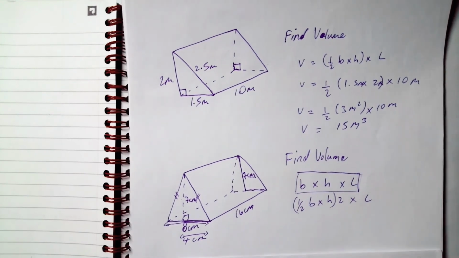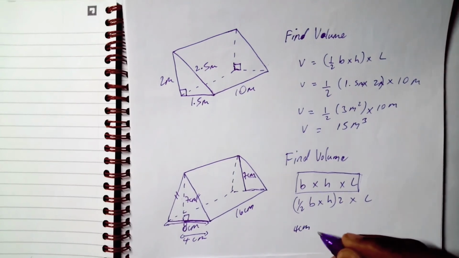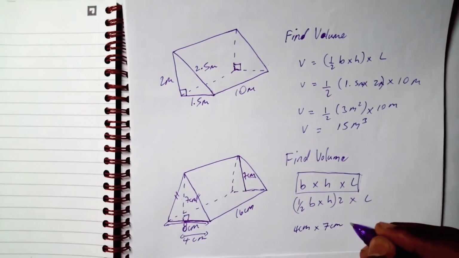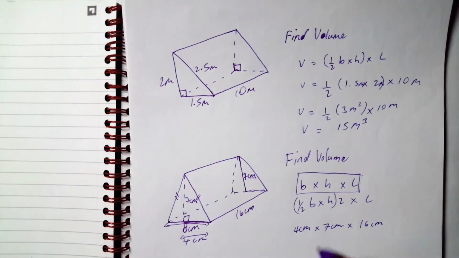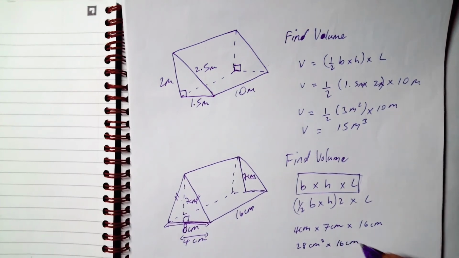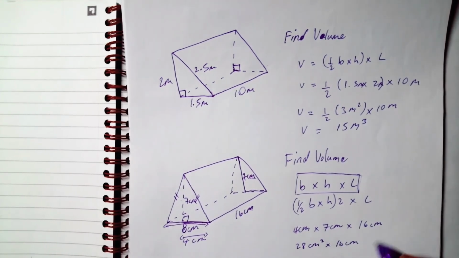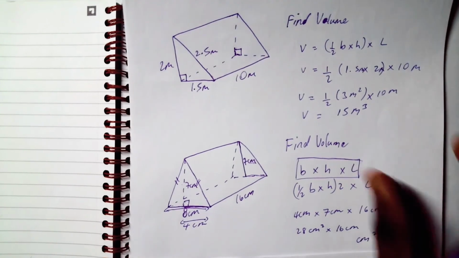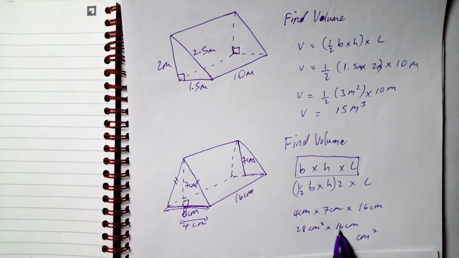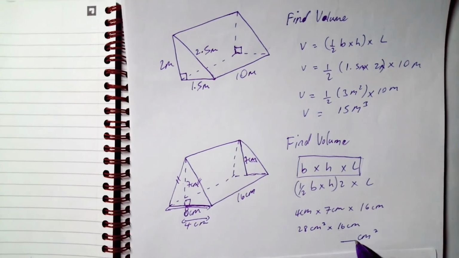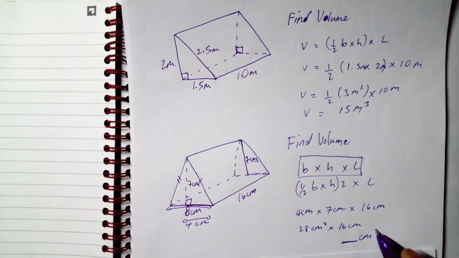So now let's calculate. It's going to be 4 centimeters times 7 centimeters times 16 centimeters. Okay. I don't have my calculator here, but you'll get, what's this? 28 centimeters squared times 16 centimeters. You guys can finish that with a calculator. The end result should be centimeters cube. Just multiply 16 by 28. I don't have my calculator nearby, so just use your calculators to find 16 times 28, and you get the answer right here, which is going to be whatever centimeters cubed.